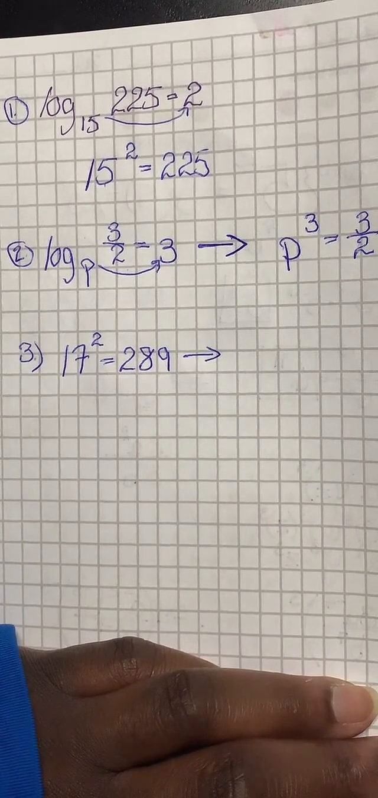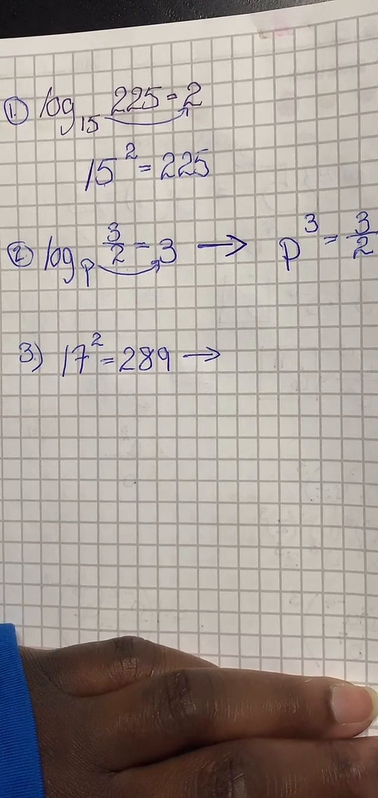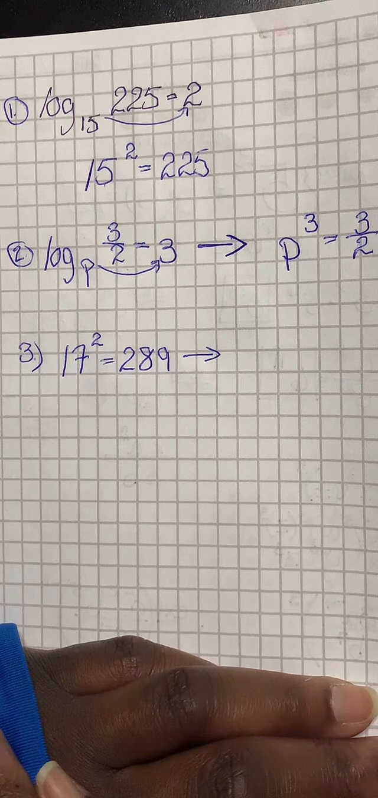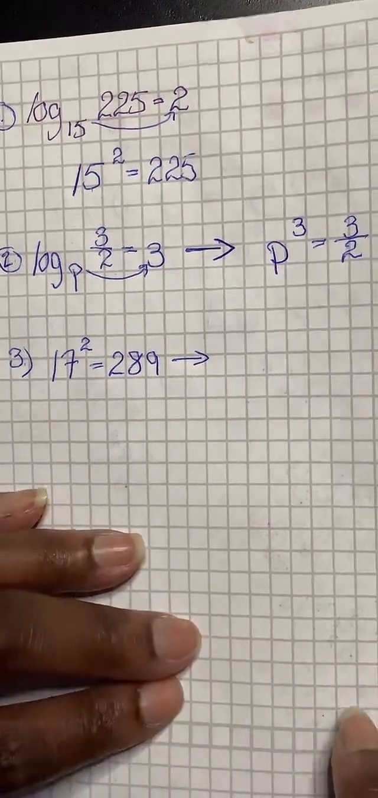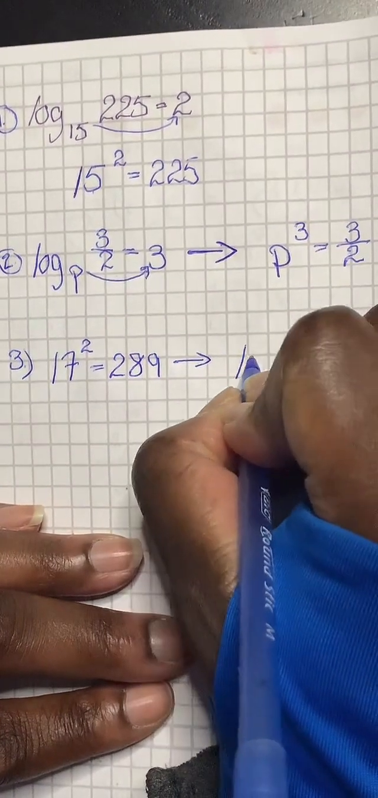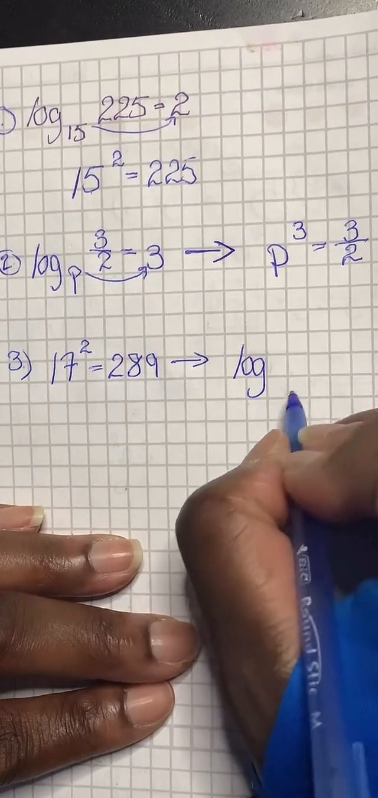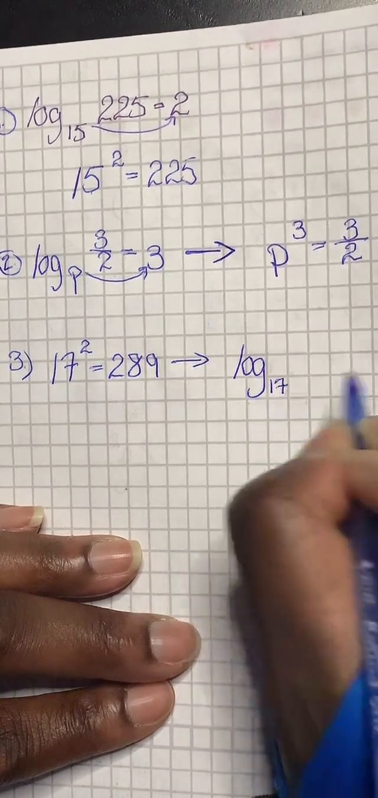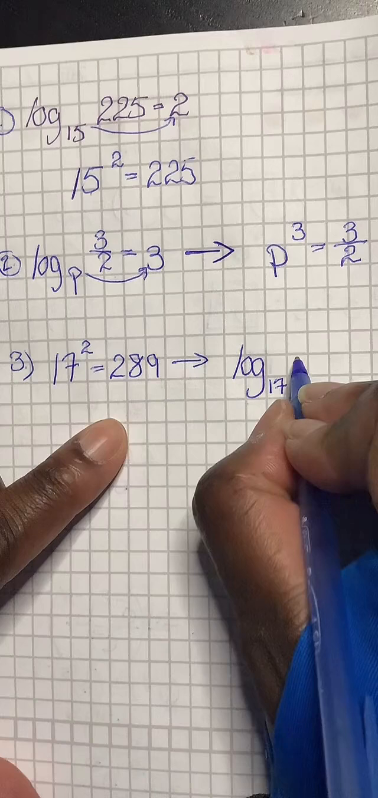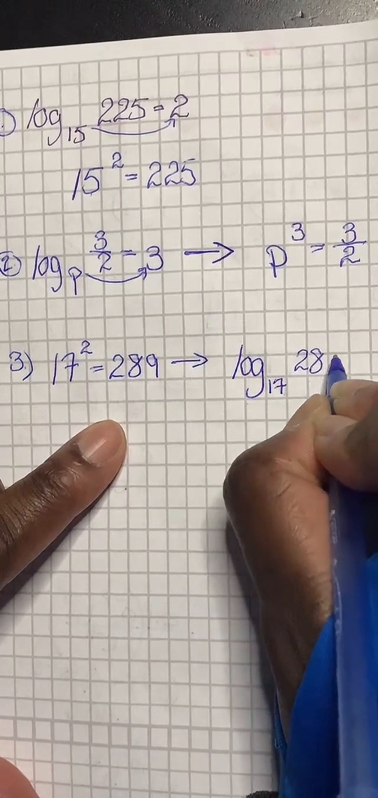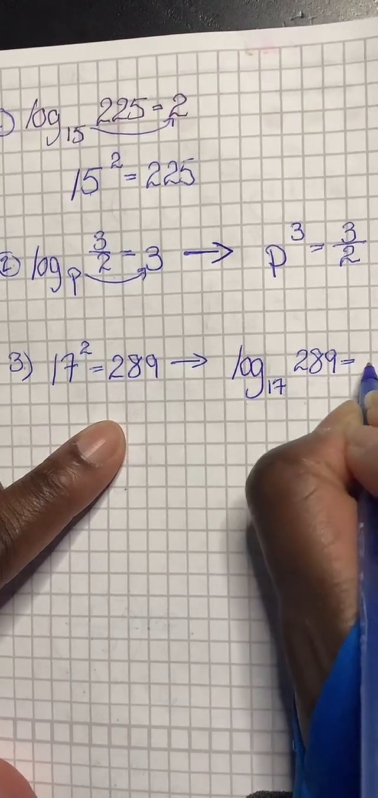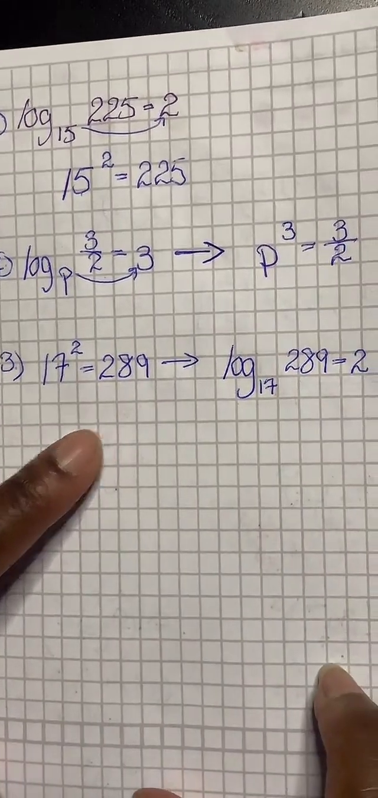So this is like Algebra 2. So log base 17 of 289 equals 2. Okay, I think I see what you're saying. So we got our log. I know it's hard to write it out. Base is going to be 17. Our result is 289. And it's going to equal my exponent, which is 2.